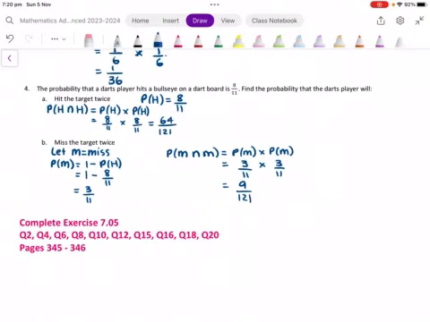Alrighty guys, so you are doing evens for this exercise, exercise 705, except for question 14, you're actually going to do question 15.